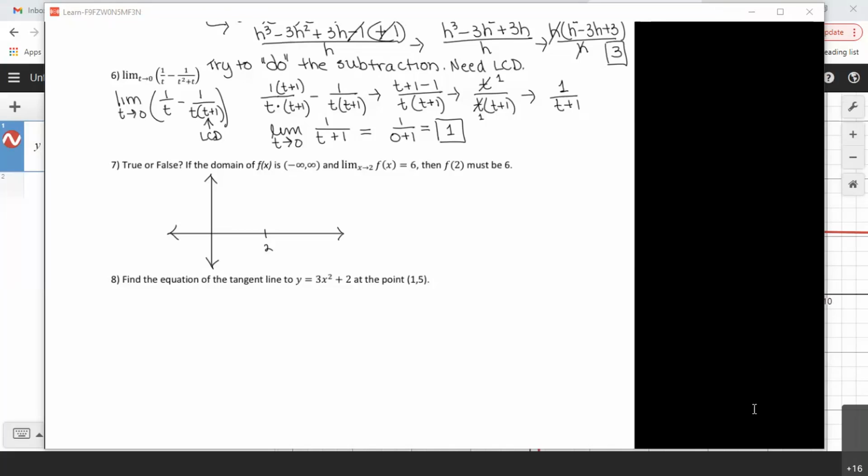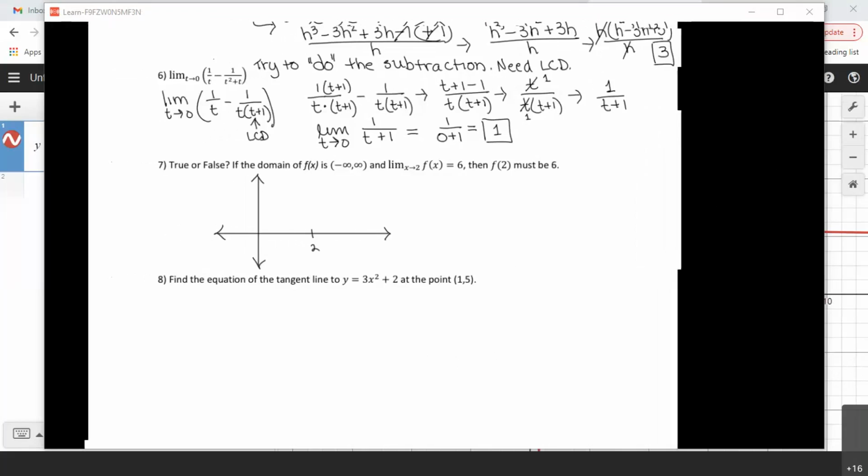Okay, got a couple of trues. I got a false. Okay, most of you think it's true. That's valid. Did you think of anything that could be a counterexample? What I'm saying is the domain is all real numbers.